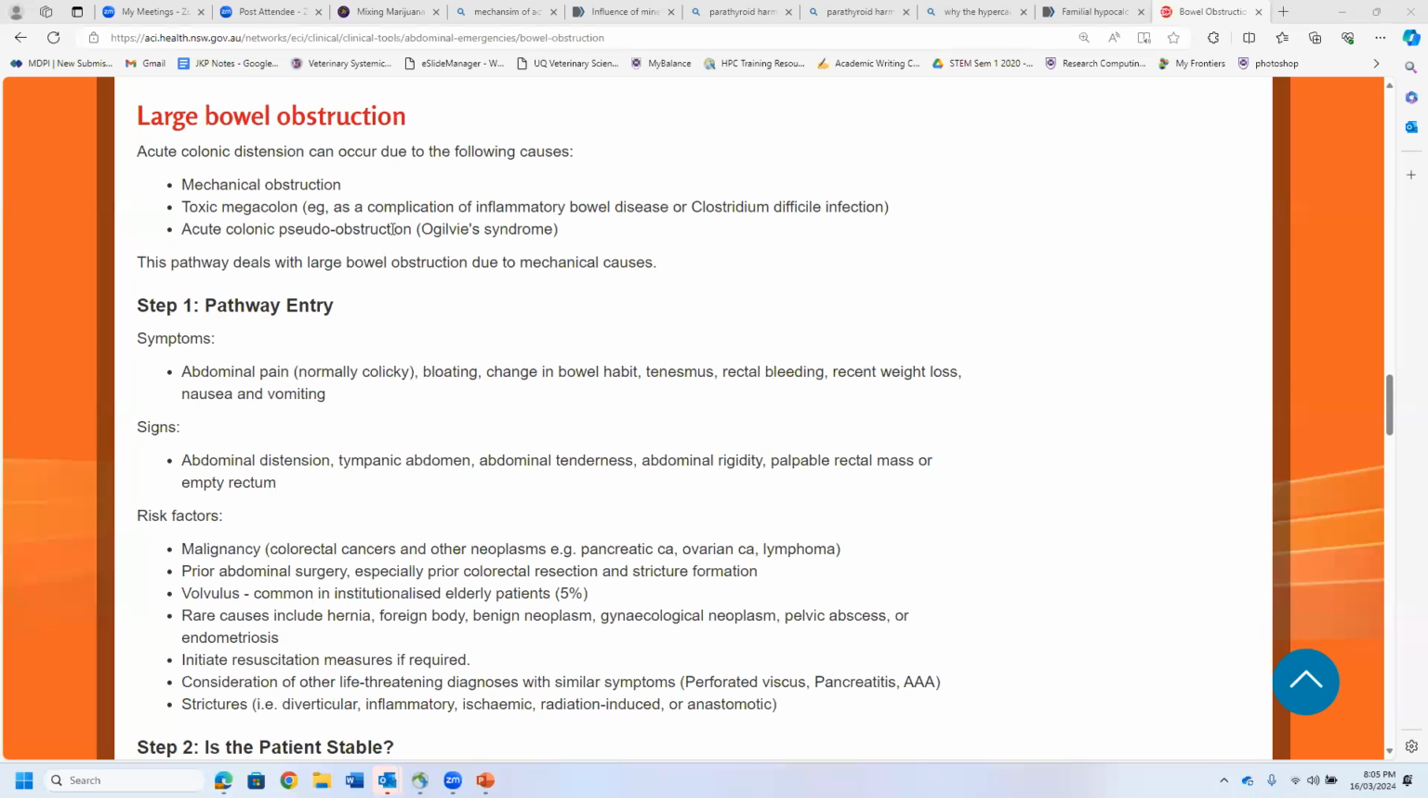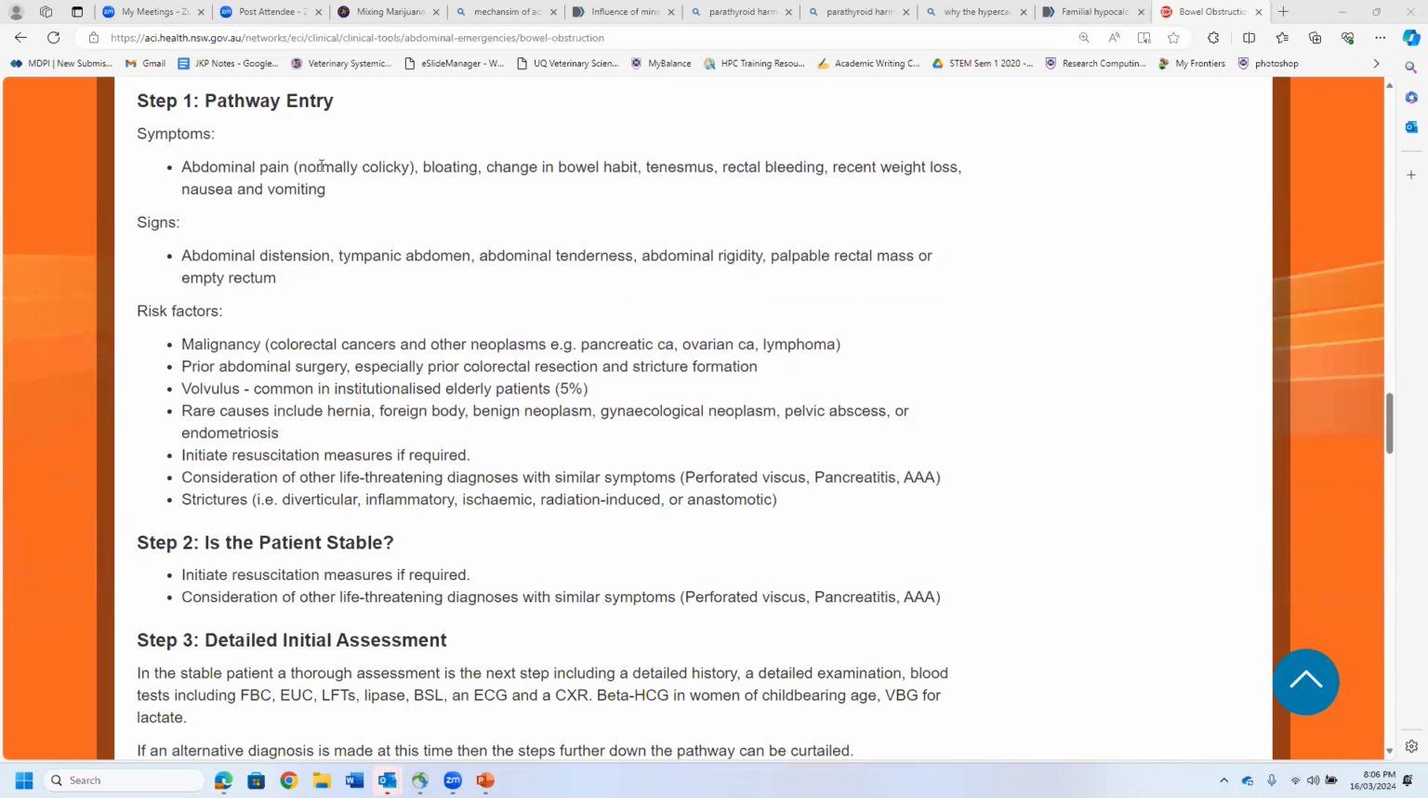megacolon. Or it can be acute colonic pseudo-obstruction, which is present in elderly patients who are on Parkinson's medication or anticholinergic medications, or patients who had post-operatively some electrolyte derangement, or a patient who just has gastroenteritis can also have pseudo-obstruction afterwards if they are having electrolyte abnormalities. So patient will present with abdominal pain, bloating, change in bowel habits, tenesmus, rectal bleeding.